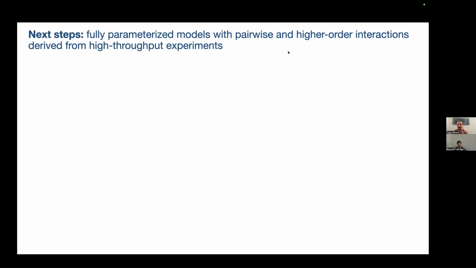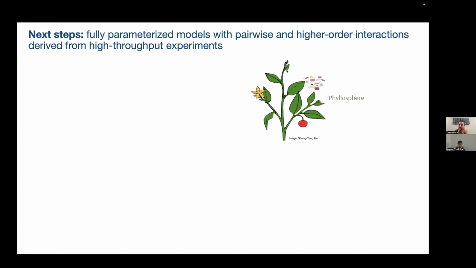So just to briefly say, I think the big next step here is to come up with fully parameterized models of pairwise and higher order interactions derived from high throughput experiments. And that's what I'm trying to do now in my postdoctoral work by measuring the interactions between microbial strains which compete and coexist in the plant phyllosphere, so bacteria that live on the surface of plants.